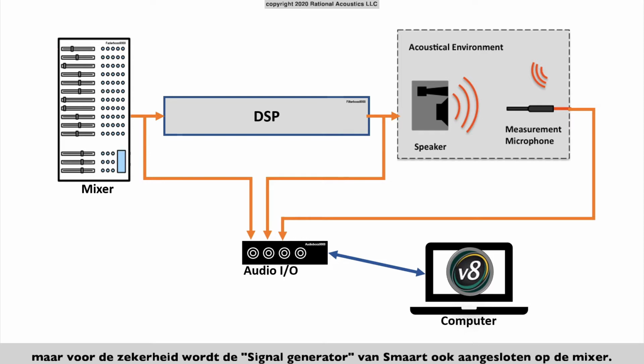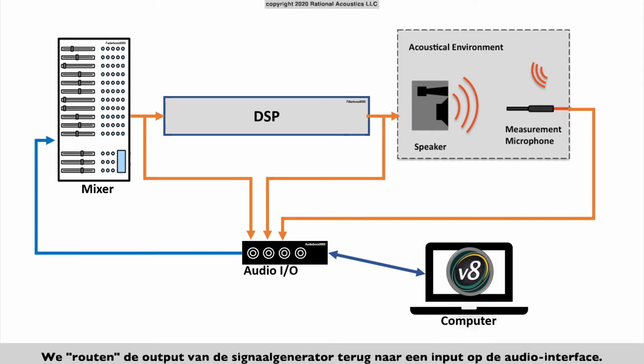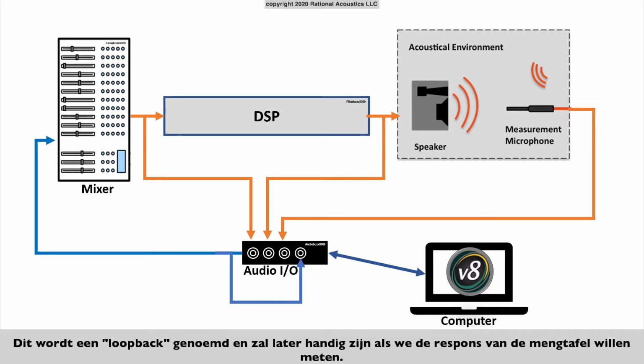But for convenience, let's connect Smart's signal generator to the mixer. We'll also route the output of the signal generator back to an input on the audio interface. This is called a loopback, and will be helpful later if we want to measure the response of the mixing console.